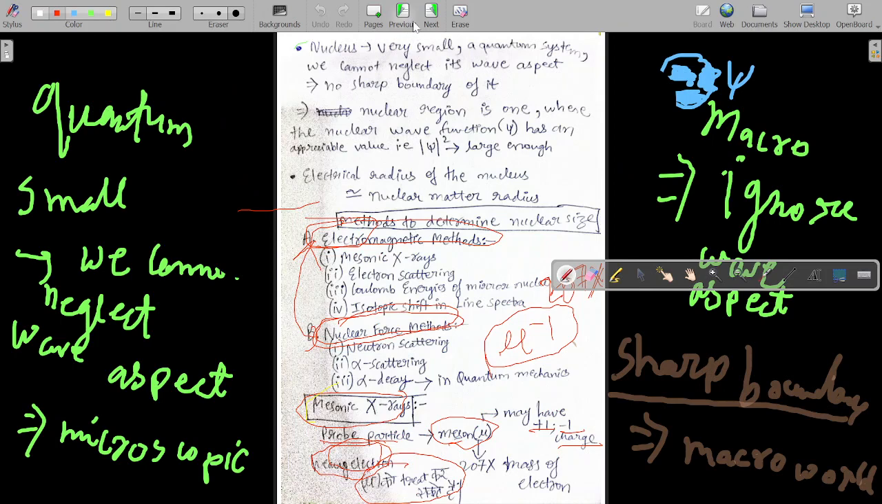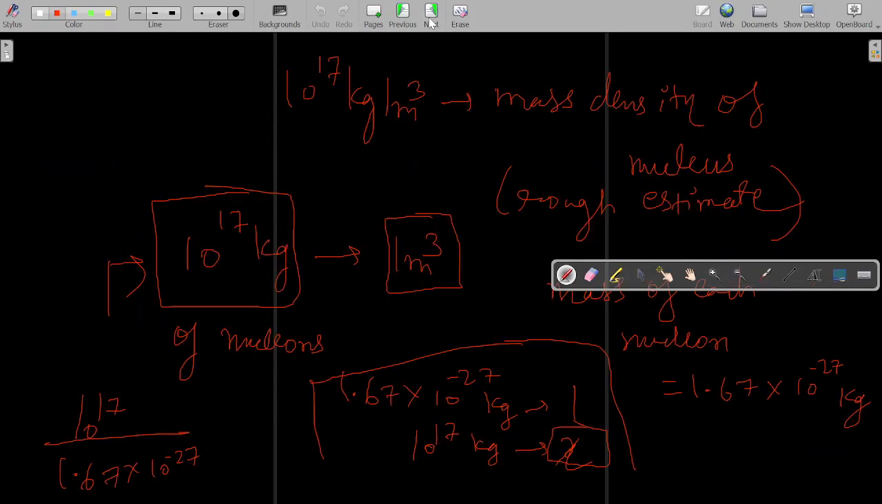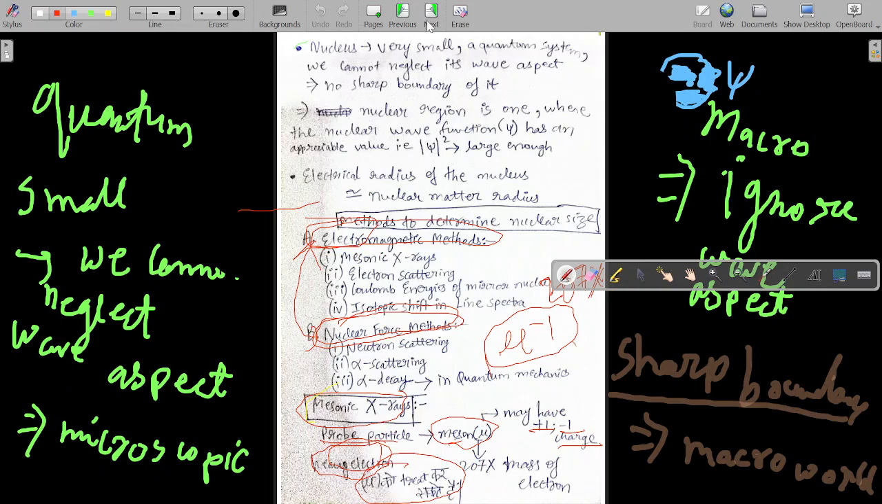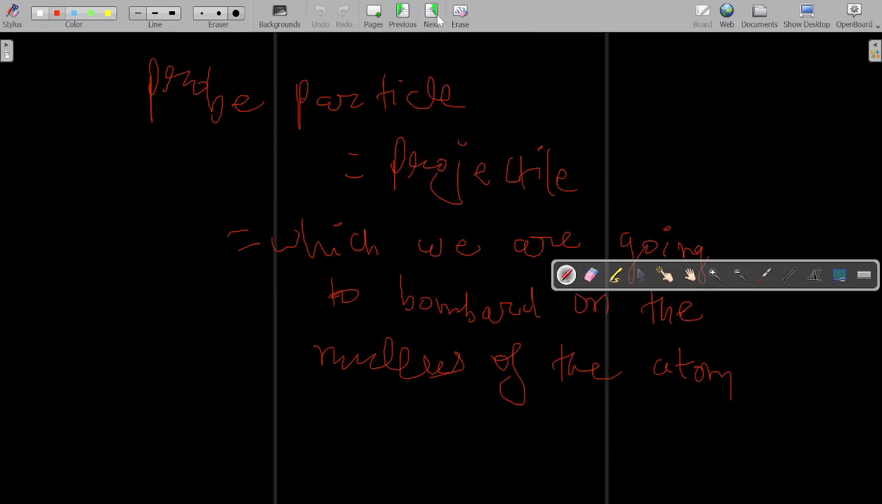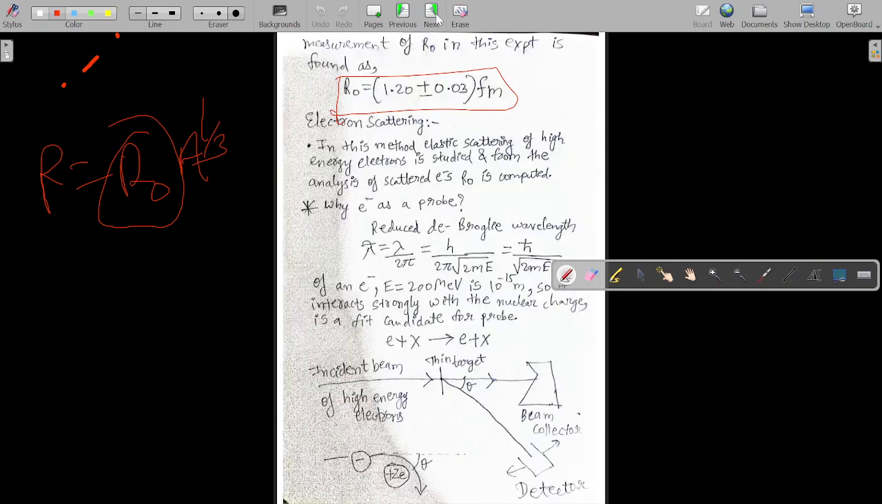Now we will move on towards the electron scattering experiment, but we will do that in the next class. Let me see how much time is remaining. The electron scattering experiment is what we are going to do in the next class.